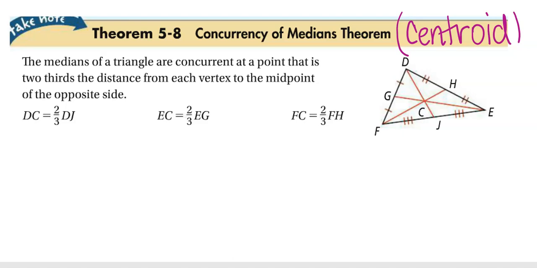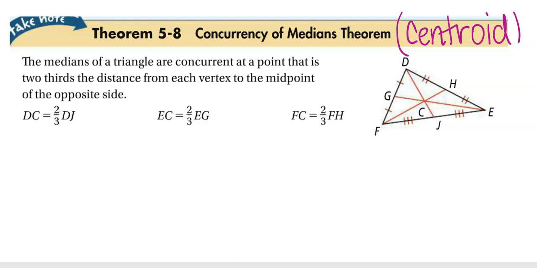Here's what it says. The medians of a triangle are concurrent at a point that is 2/3 the distance from each vertex to the midpoint on the opposite side. Now, notice these formulas are all pretty much the same. You can do the picture if you'd like. The formulas are all the same, and I will explain it this way, and I'll also explain it in a way that I feel is easier. It won't necessarily be using this theorem, but it's just taking it one step further and bringing it down a bit more.